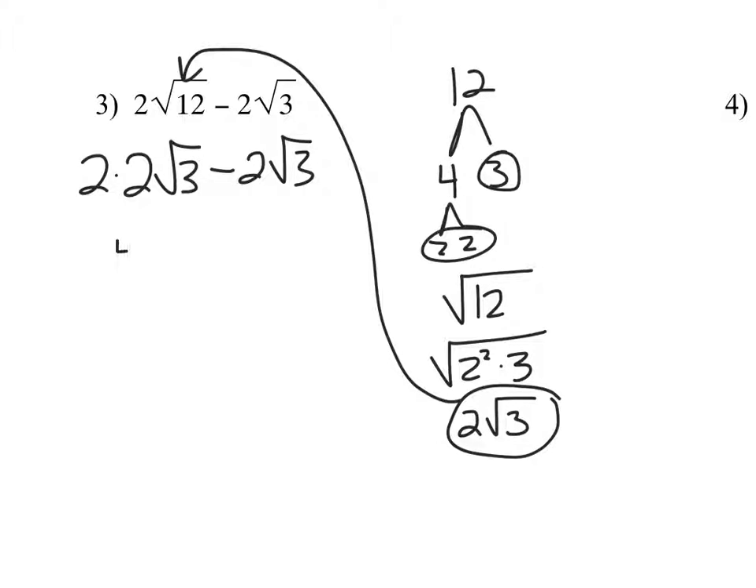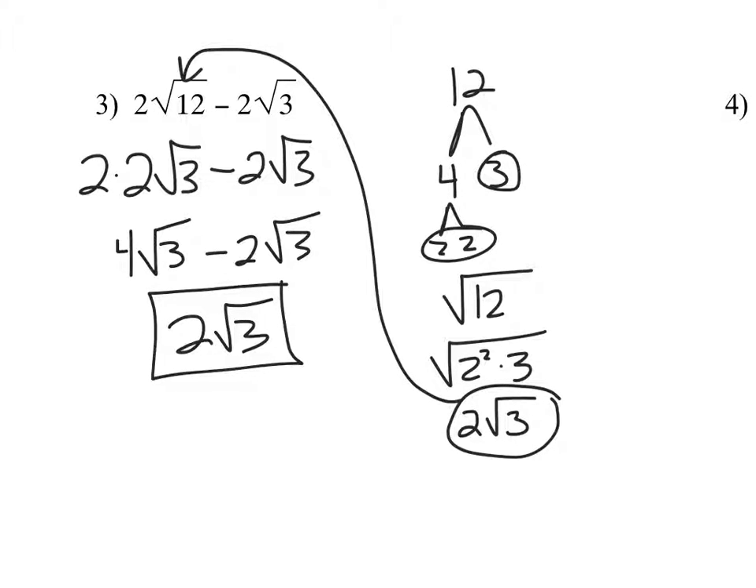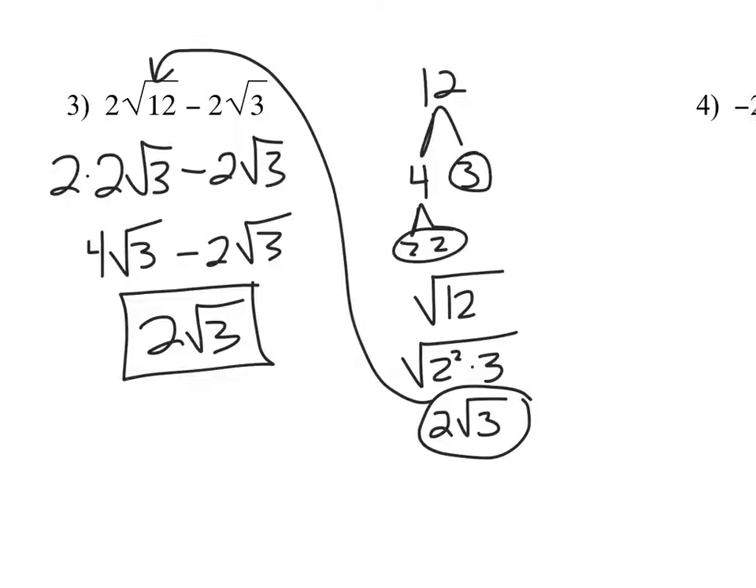2 times 2 is 4 square root 3 minus 2 square root 3's. Well, if I have 4 square root of 3's in one hand and I take away 2 of those square root of 3's, I only have 2 square root of 3's left over. Okay, so in this case now, on this second page, you're going to look to break down as many things as possible to try and get as many roots to be the same so you can combine them.